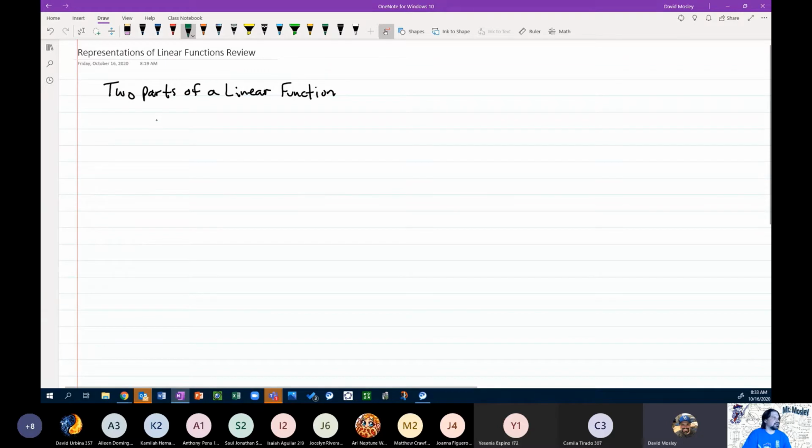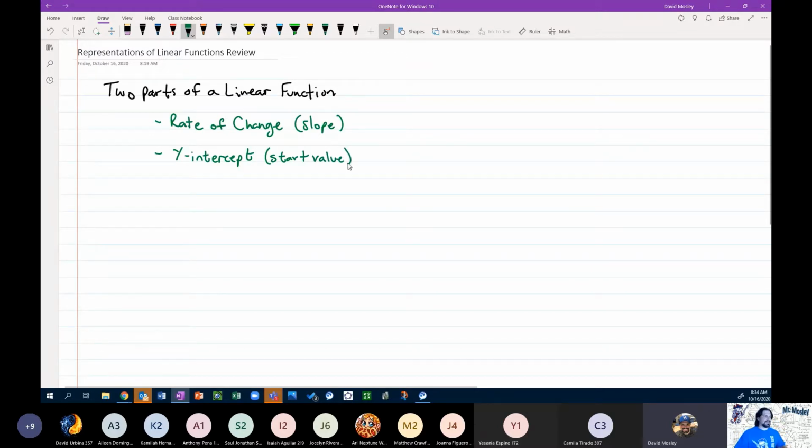And those things are the rate of change, otherwise called the slope from time to time, and the y-intercept. In a context, this is sometimes called the start value because it's where we start on the y-axis. So in a linear function, we always have these two things. It never changes, never goes away.